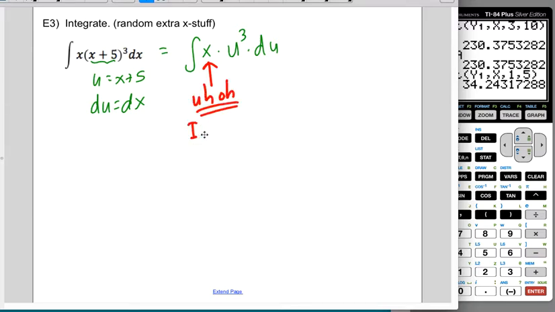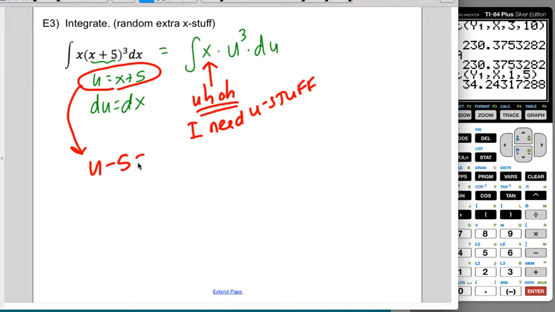I need u stuff here. So I need to be able to replace this with u stuff, but it didn't naturally happen. So in order to do that, I'm going to have to take my u formula and say, u minus 5 is the same as x. So I'm going to use that to replace the x in the integral. So I'm going to get that this is a u minus 5 times a u cubed du.